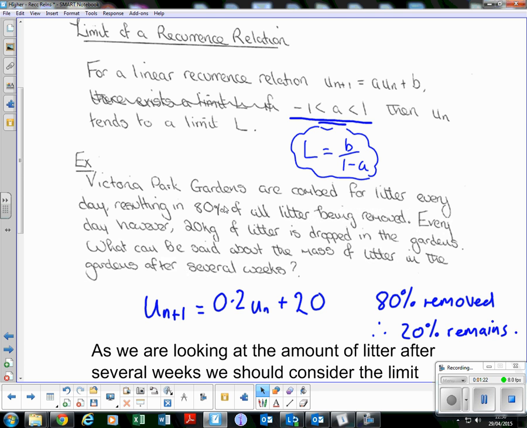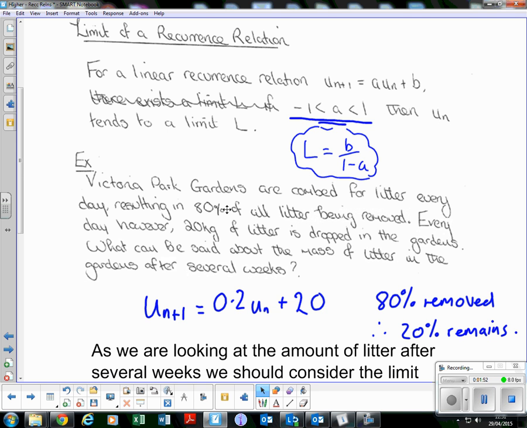So for a recurrence relation written like this, u(n+1) = a·u(n) + b, a is just the coefficient of u(n) and b is the number on the end. As long as a is between -1 and 1, and that's very important, for example -0.8, or 0, or 0.56, or 2/3, or -5/6, then u(n) tends to a limit L.